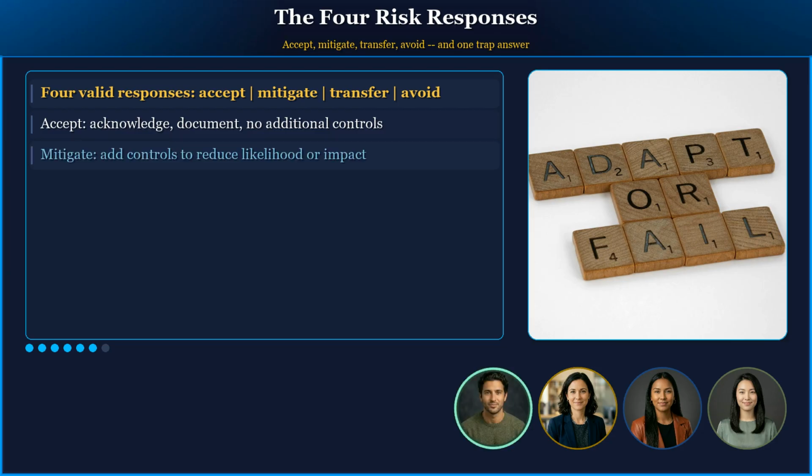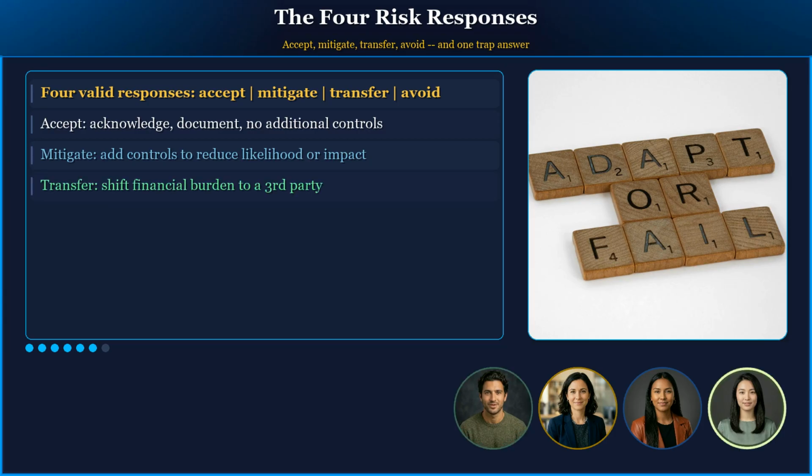Risk mitigation means you implement controls to reduce likelihood or impact. Patching a vulnerability is mitigation. Adding multi-factor authentication is mitigation. Encrypting sensitive data at rest is mitigation. This is the most common response for high-probability, high-impact risks. You are not removing the risk, you are reducing it to an acceptable level.